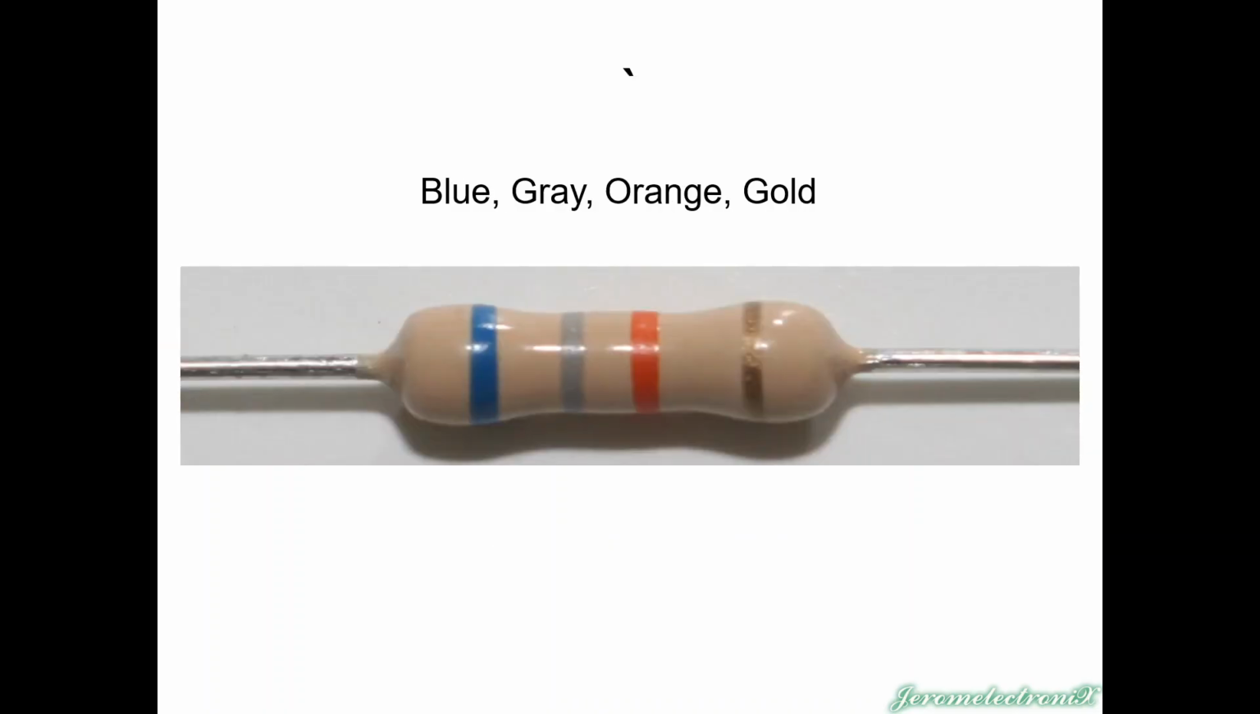Blue, gray, orange, gold. In case you can't read those colors, the actual words that represent them are above. You'd be surprised how many times I have to say that to students. But they're there, and I actually add the words to the tests that I give as well. Okay, pause. Okay, now that you've figured it all out, here's the answer. This is a 68,000 ohm plus or minus 5% resistor.